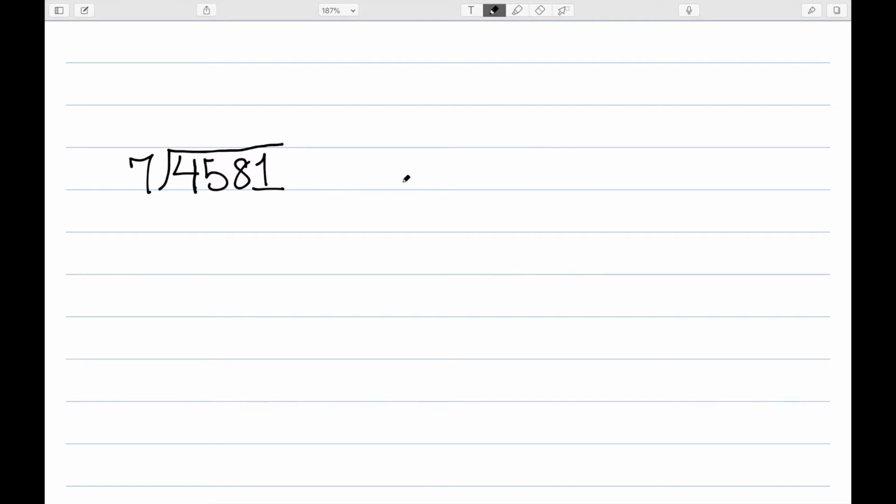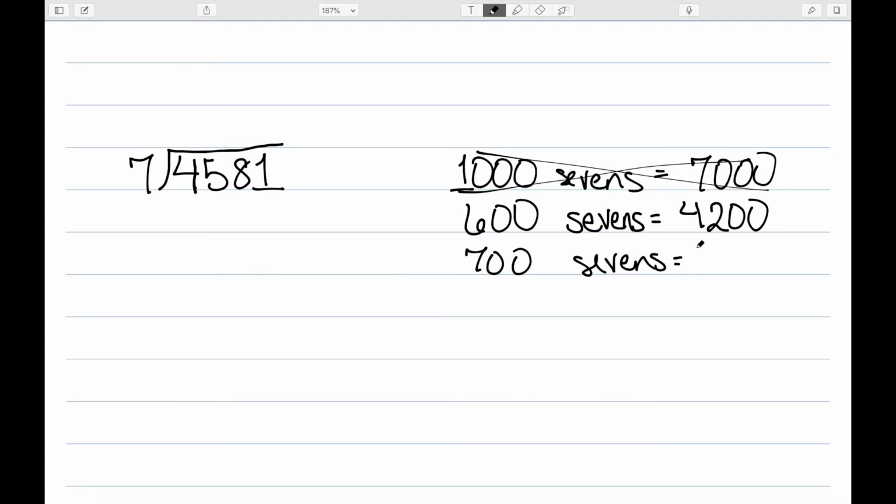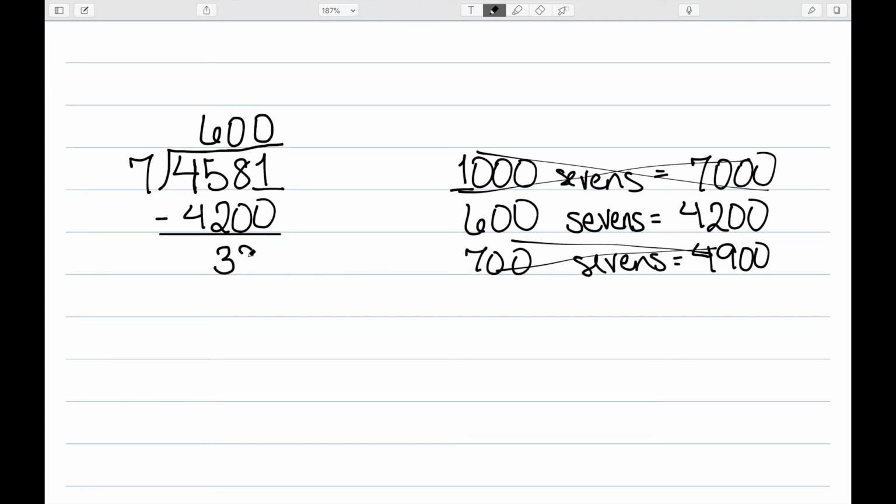Since we're looking at 4,000 here, let's think about 1,000 7s. Well, that would be equal to 7,000, and that's too big. So instead, we're going to go down to 100s. If I consider 4,581, I might be able to see that there are 600 7s in there. 600 7s would be 4,200, and we know it's 600 because if I tried 700 7s, that would be 4,900, which is too big. So we write the 600 above the division symbol. We know that 600 7s is 4,200, and we subtract because we're using the subtraction idea of division. When we do, we're left with 381.